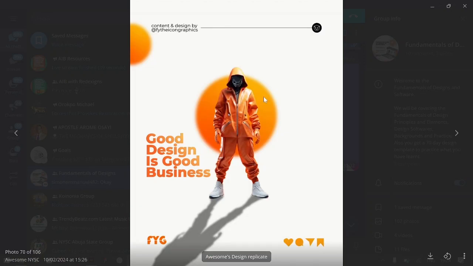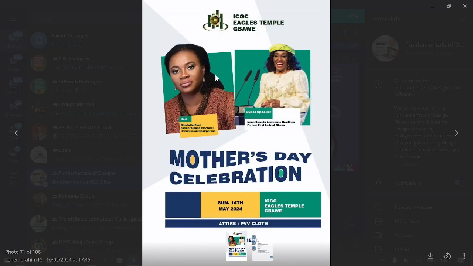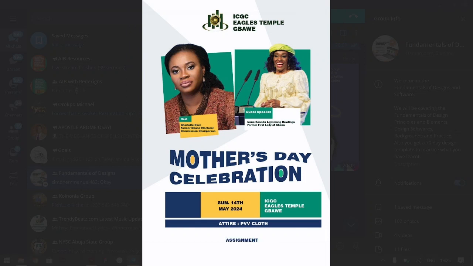So this next execution, you also tried to reverse the shadow, placing it in front instead of back. But remember, it's replication, not improvement, though you can probably try your own. It's a nice execution. You understand the concept and the technique, so you applied it to your own design. So this is for Ibrahim.